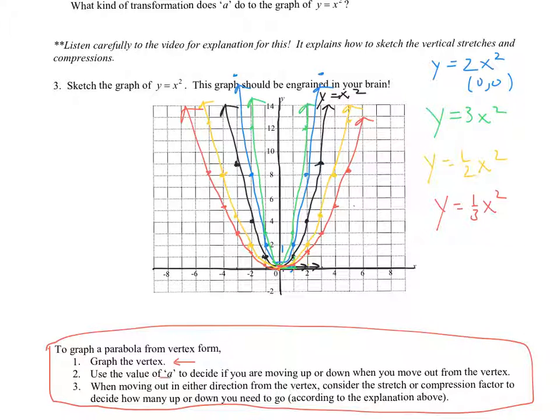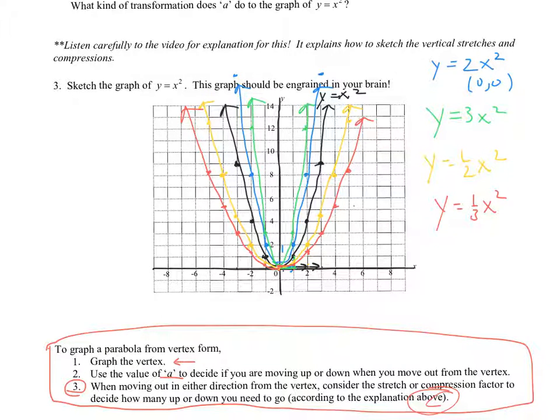And then you use your value of A to decide if you're going to be moving up like we were in the above examples. If you had a negative in front of your A value, that means you're going downwards instead of up. And then you follow what we just did in example 3 above, where we were sketching them. When moving out in either direction from the vertex, consider the stretch or compression factor to decide how many up or down you need to go, according to the explanation that I just gave.